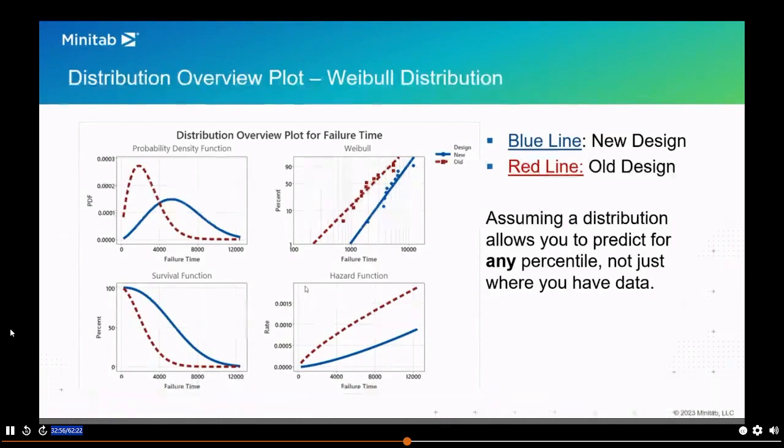And then the very last thing on here, the hazard function. We're going to talk a little bit about that because it's important for a couple of reasons. It's really where the Weibull distribution comes from. And we're going to start looking at some reliability modeling that specifically uses the hazard function when we look at Cox proportional hazards models. So the hazard function, you can see, just for reference, the red line's on top of the blue line, and we know the blue line's the better one, but let's look at why.